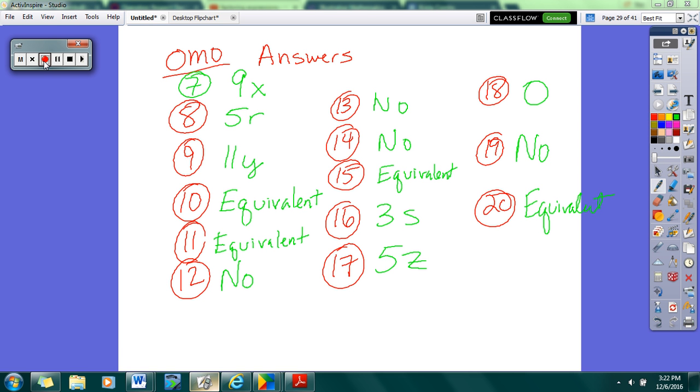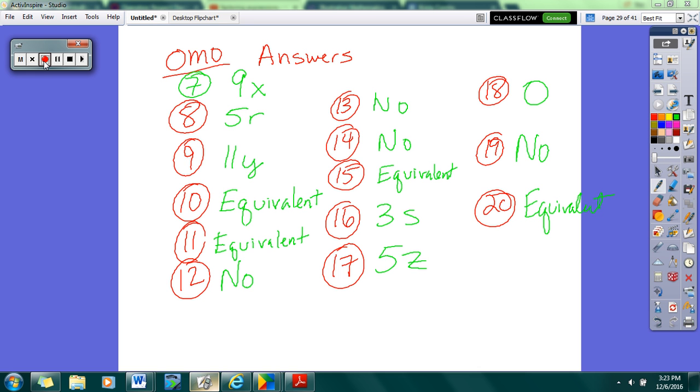In number 11, 2h plus 2h is really 4h, so those are also going to be equivalent. In number 12, I have 2k plus 5, k plus k is really 5, but since I'm multiplying by 5, it's not going to be equivalent to the addition of 5.